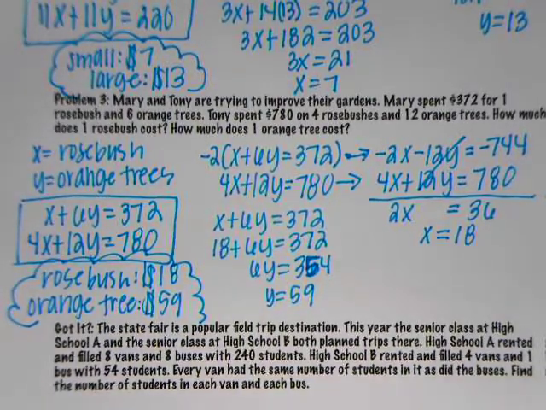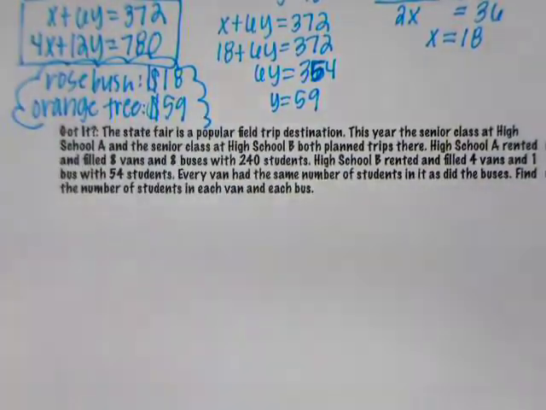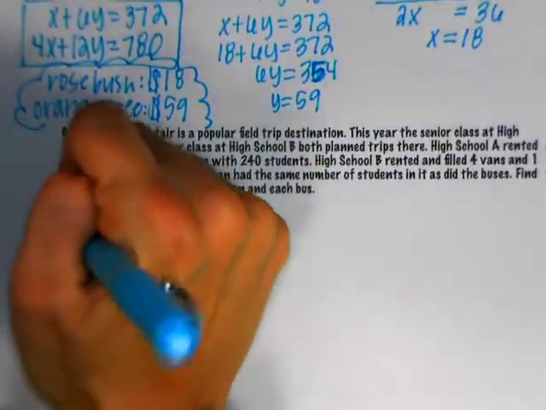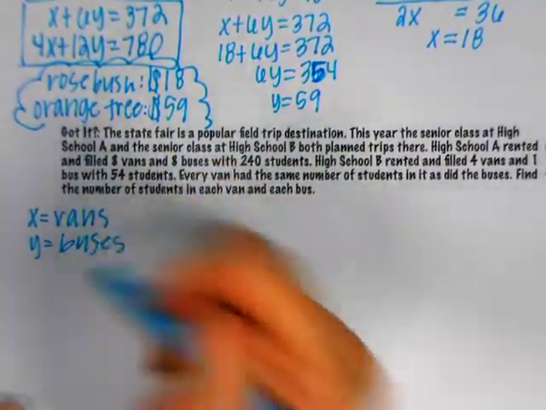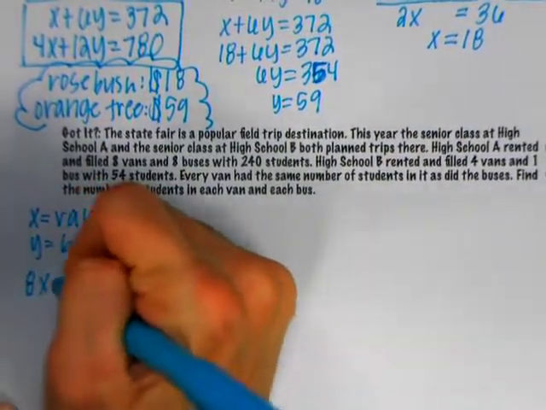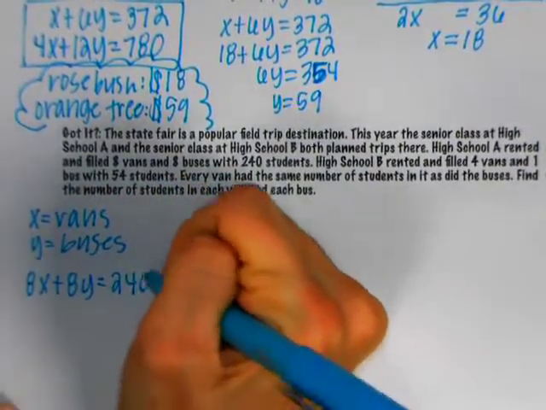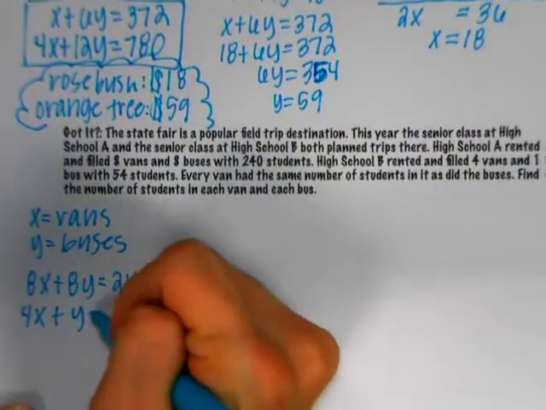Okay. All right, the State Fair is a popular field trip destination. This year, the senior class at High School A and the senior class at High School B both planned trips there. High School A rented and filled 8 vans and 8 buses with 240 students. So I'm going to make X vans and Y buses. So 8X plus 8Y equals 240. High School B rented and filled 4 vans and 1 bus with 54 students.